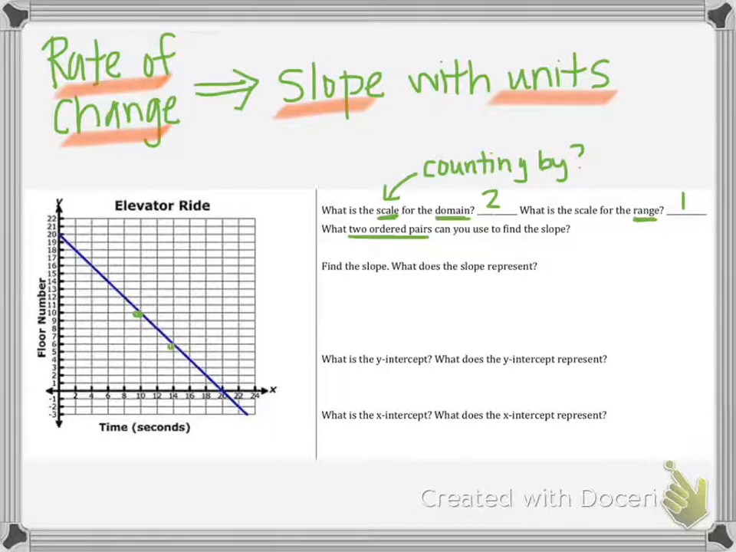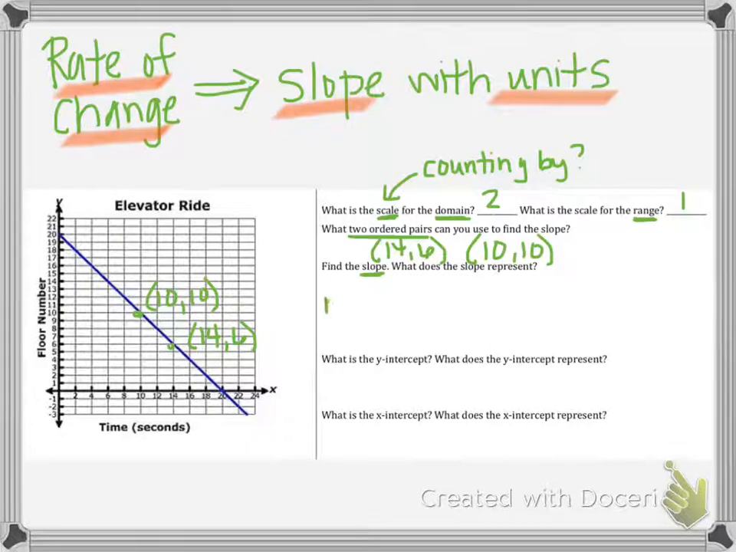So I'm going to go with those first two that I found. That first one was 14, 6. Remember, the x value goes first. I'm going to write that down here. 14, 6. And then the second point was 10, 10. It's kind of hard to see my graph, so I'm rewriting it over here as well. Okay, so we're going to use those two points to find the slope using that slope formula.